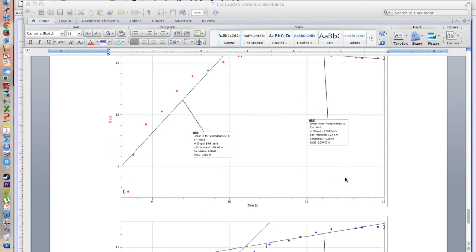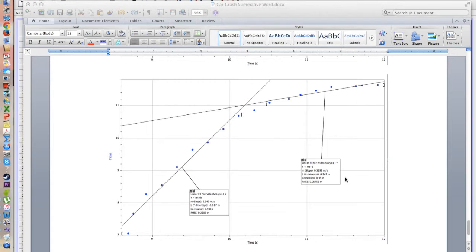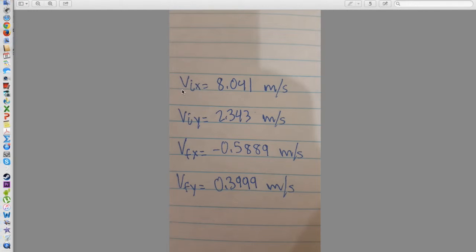0.5889 meters per second. And then doing the same thing for the y, we skip the 10th point, and finding the slope for the initial y velocity, it is 2.343 meters per second, and then the final y velocity is 0.3999 meters per second. So writing these all down in a simple manner, we get all these numbers, but since we've already gone over it, we can move on to the next step.